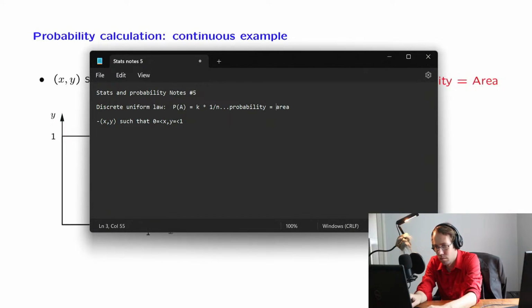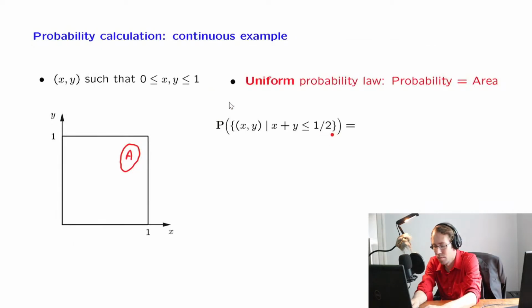So now let us calculate some probabilities. Let us look at this event. This is the event that the sum of the two numbers that we get in our experiment is less than or equal to 1/2. It is always useful to work in terms of a picture and to depict that event in a picture of the sample space.